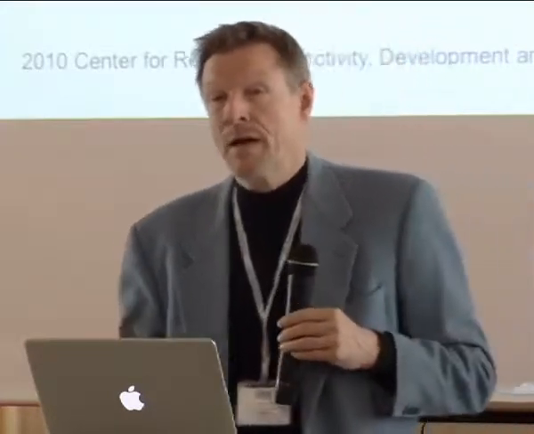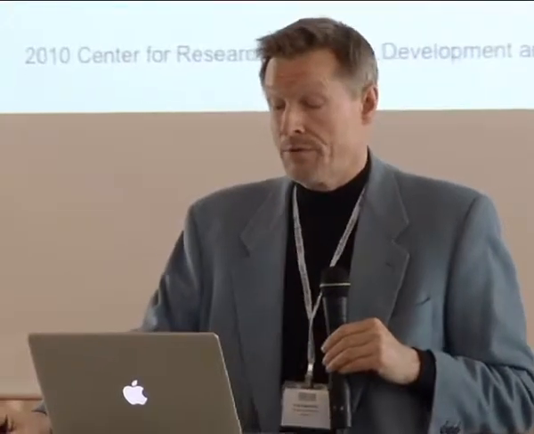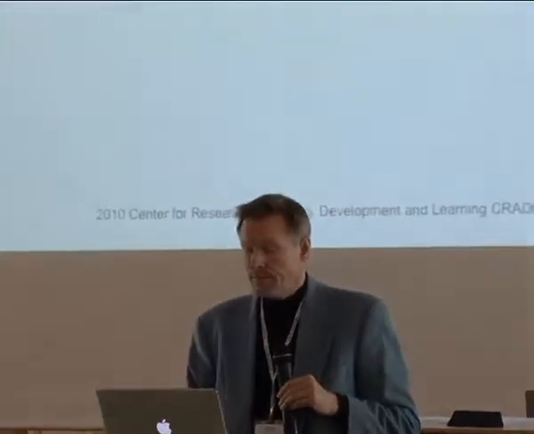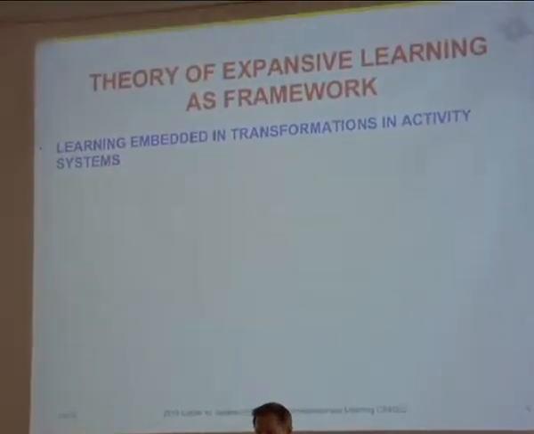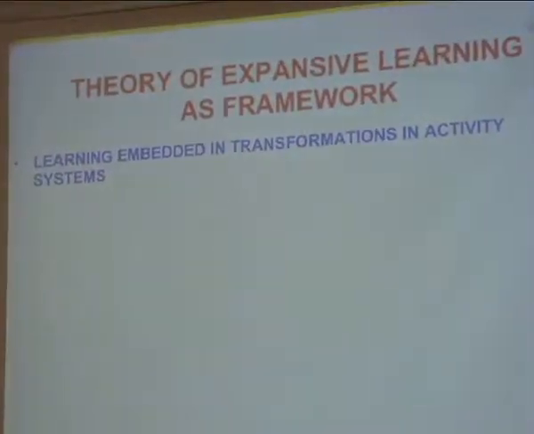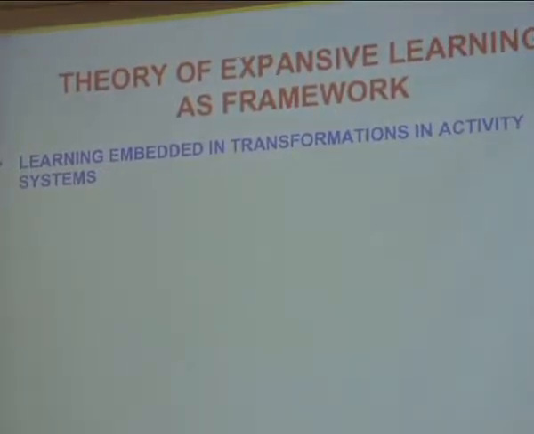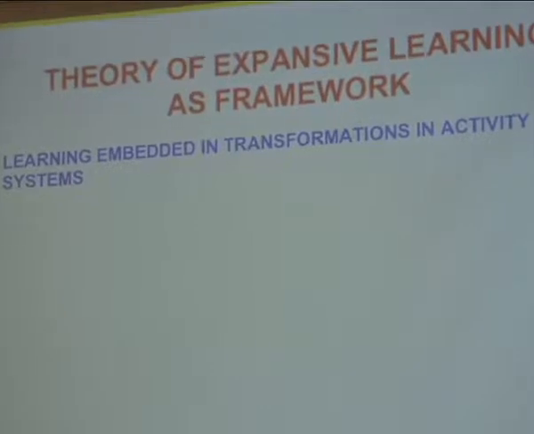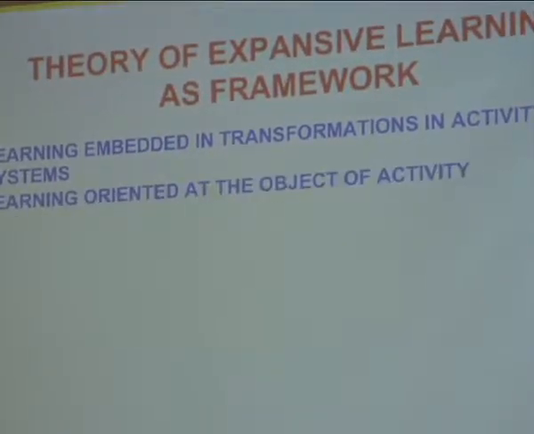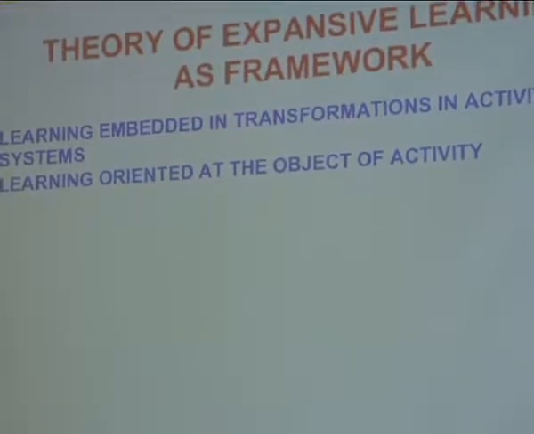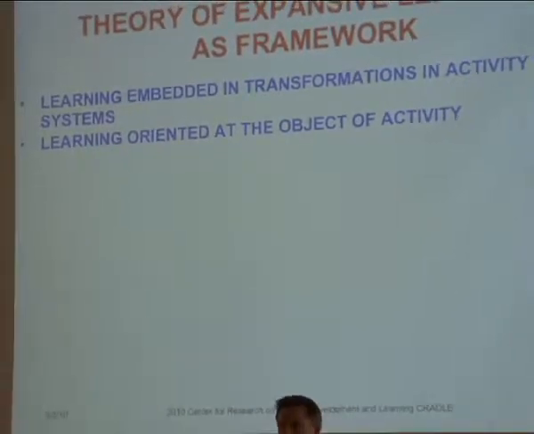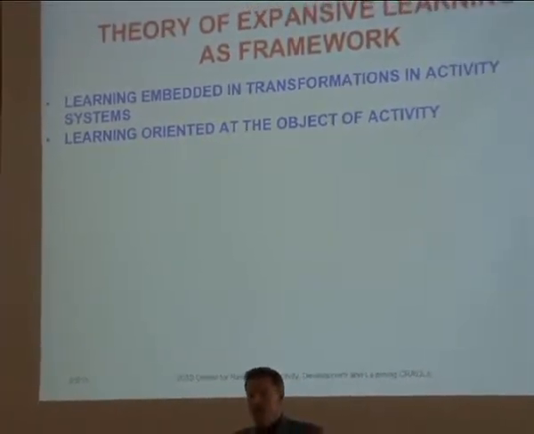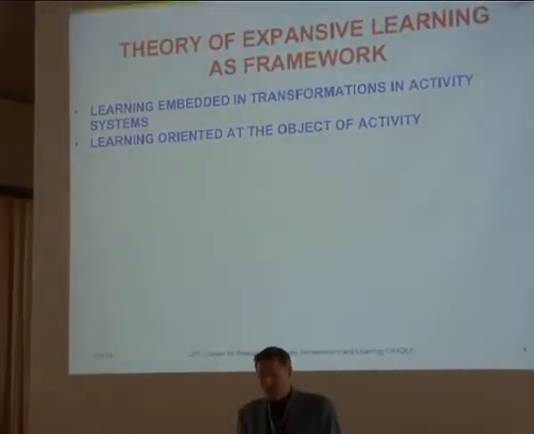So the basic point here is that standard learning theories fail to explain learning processes where new forms of practice are created and organizations are radically transformed. So expansive learning as a framework puts learning into the transformations in activity systems. Learning is intertwined and fully embedded in major transformations. So this is not a theory that tries to explain all learning. It's focused on very particular kinds of learning situations, which are becoming more and more pervasive and at the same time more and more challenging to the whole humanity.